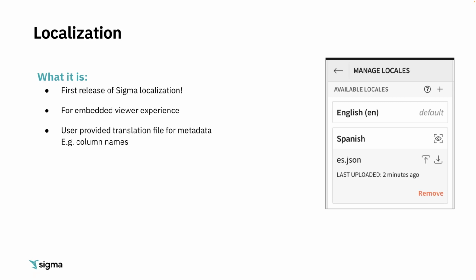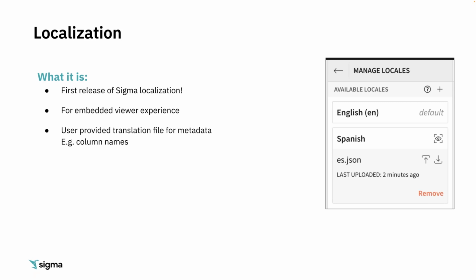But for this feature for localization, this is around, hey, I've developed a workbook, I want to embed it, give people the ability to look at the workbook like an embedded dashboard, and then have it be in different languages depending on which country they're viewing this from. And the way this is driven, and I'll demo this here, is with a metadata translation file.